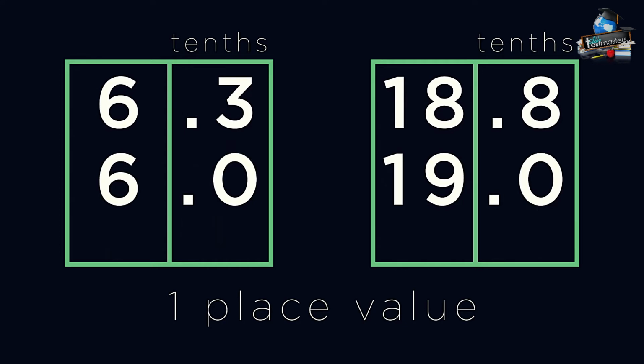If we look at 6.3, its lowest positional value is 3 in the tenths column, so we round it up 1 position to just 6. For 18.8, the lowest positional value is 8 in the tenths column, so we would round up, giving us an approximation of 19.